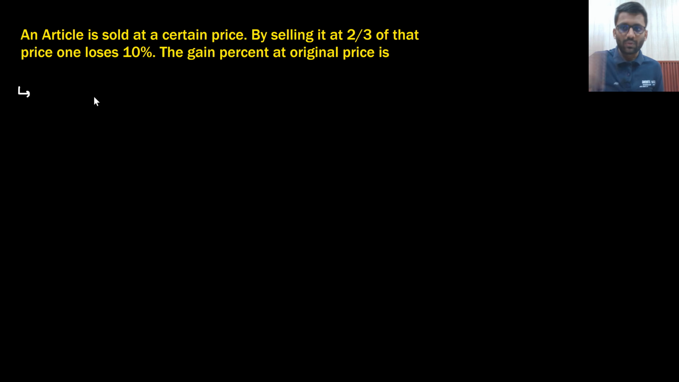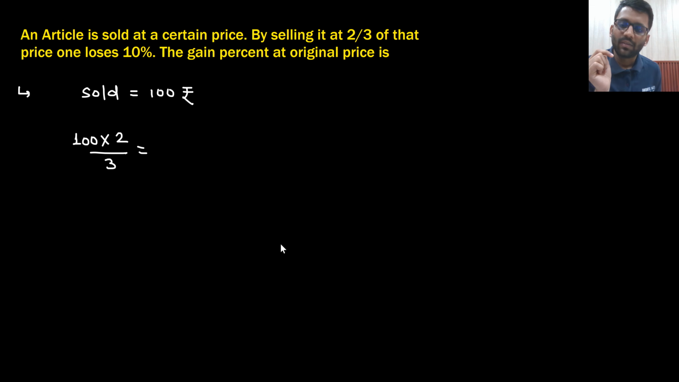Okay, so let's just say it was sold at X rupees. If we had sold at 2/3 of X, then one would lose. Instead of using X rupees, let's just say it was sold at 100 rupees. If we had sold at 2/3 of that price, one loses 10%.